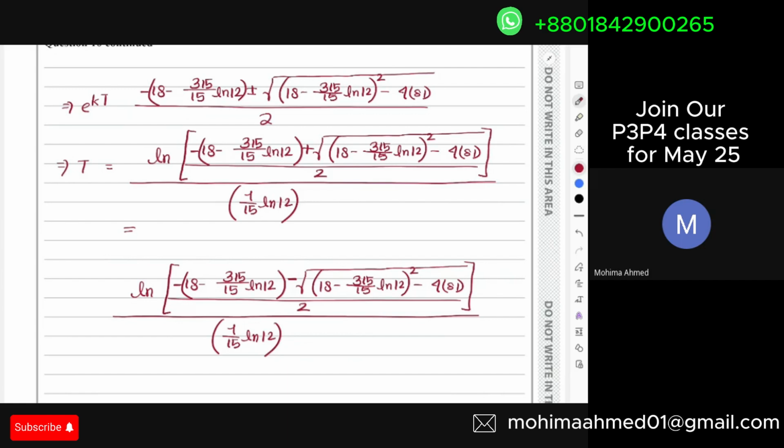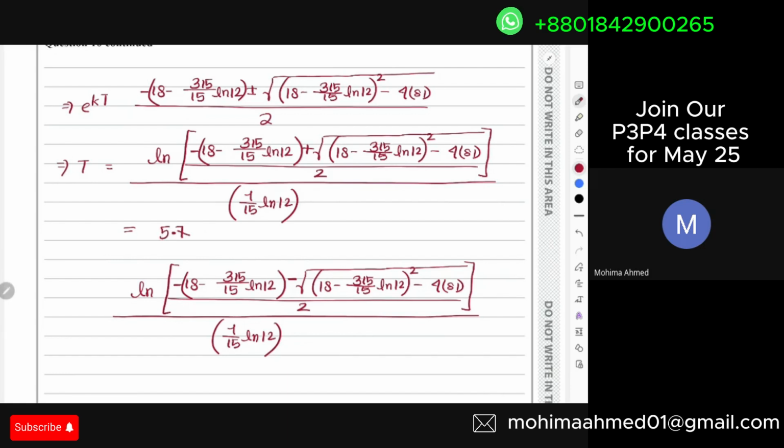So ln minus 18 minus 315 by 15 into ln 12, this plus root over 18 minus 315 by 15 into ln 12, then whole square minus 4 into 81, divided by your 1 by 15 ln 12, and that gives you a value of 5.7.